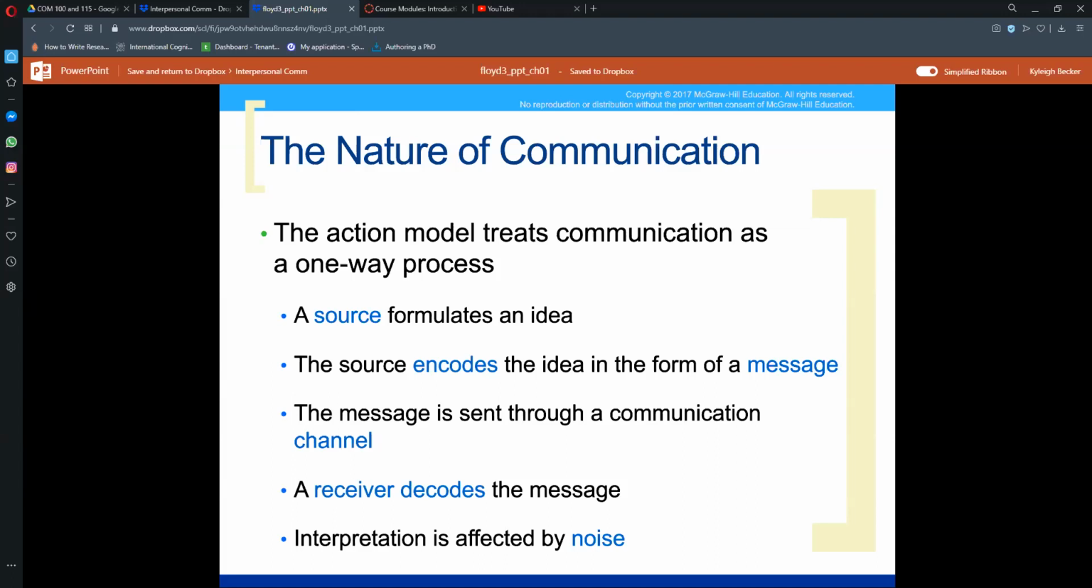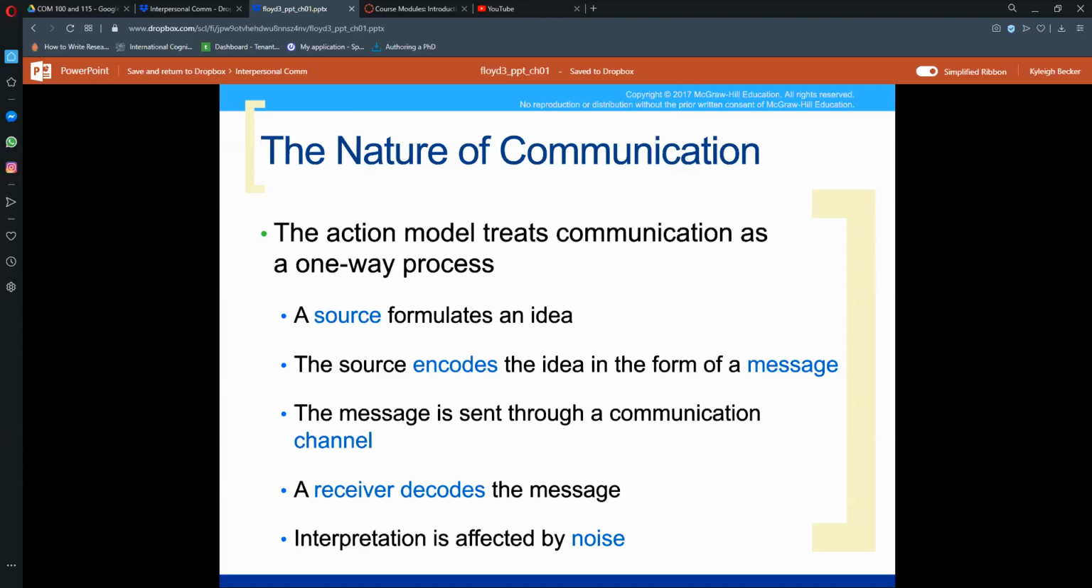So someone formulates an idea. If I'm the source, I'm thinking of an idea in my head, and then I'm going to encode that idea into, let's say, English, because that's the main language I speak, into the form of a message. So how am I going to encode this idea that I'm picturing in my head into an English word? Okay, well, I'm thinking of cat, so I know the English word for the fluffy animal that is across the room is cat.